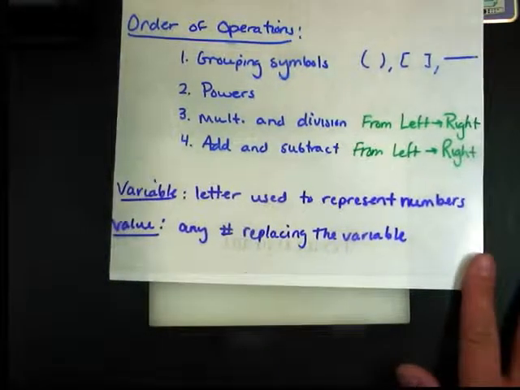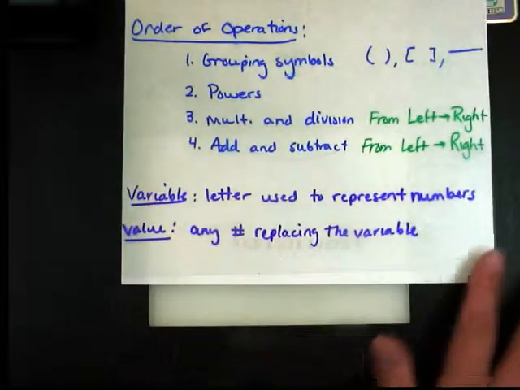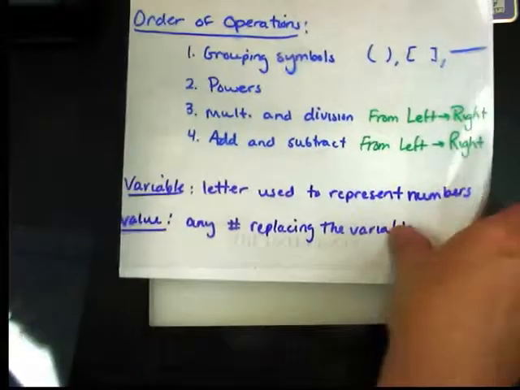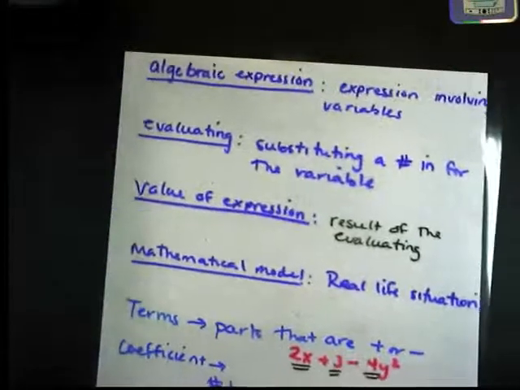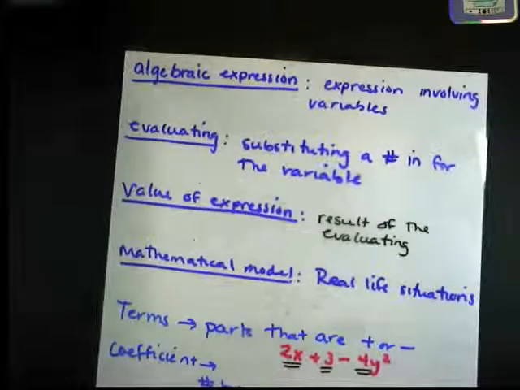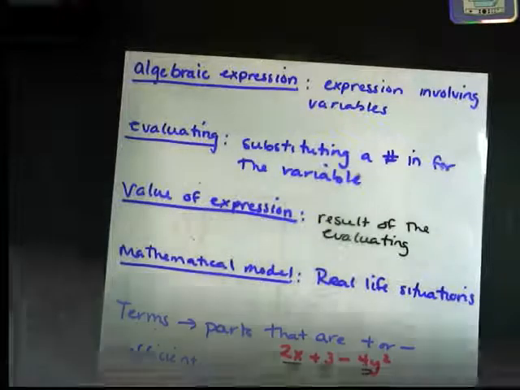Once we start using letters, we are now moving into an algebraic expression. An algebraic expression differs from a numerical expression, which was the very first vocabulary word, because it now has variables in it. Once you start throwing in x's, y's, a's, whatever, you are now using algebra. And that's where our algebraic expressions come in.